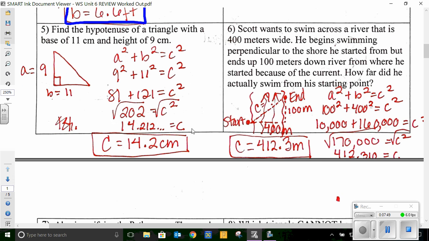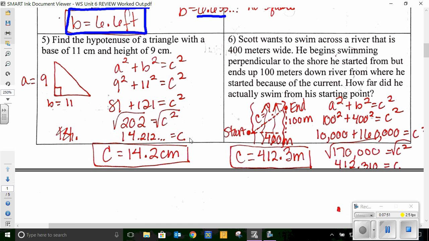Number 5 says to find the hypotenuse of a triangle with a base of 11 centimeters and a height of 9 centimeters. If they don't give you a picture, ladies and gentlemen, draw a picture. Makes your life a lot easier. Draw a picture. We already said base and height.